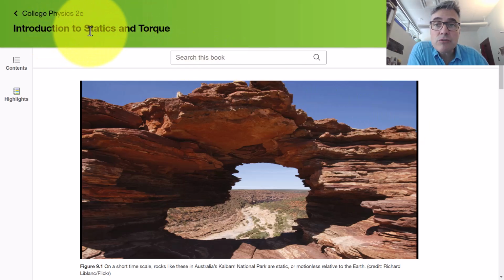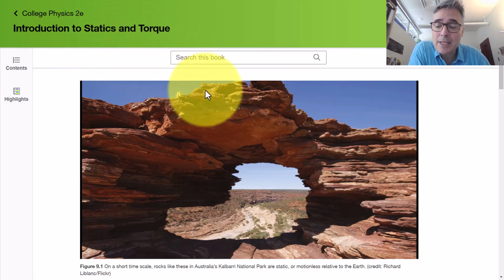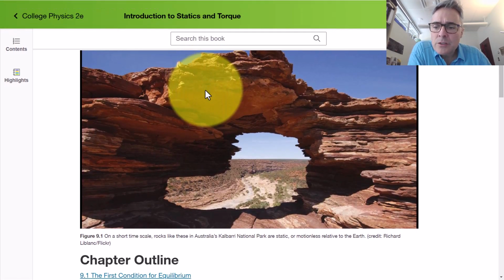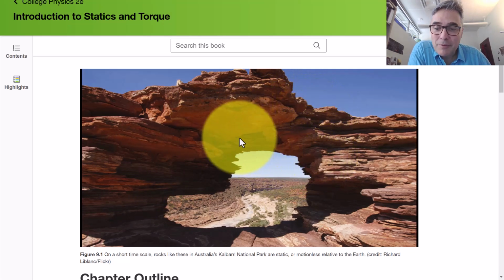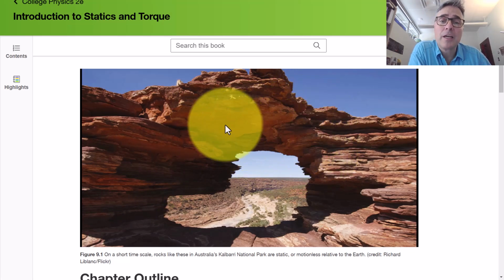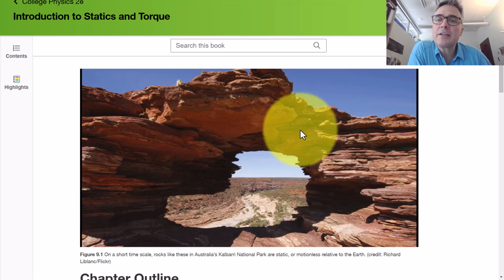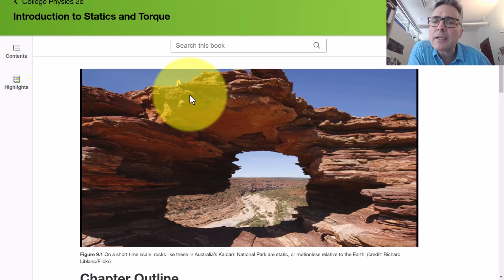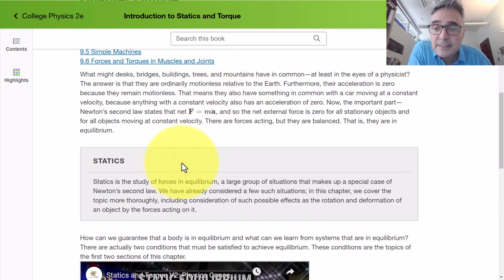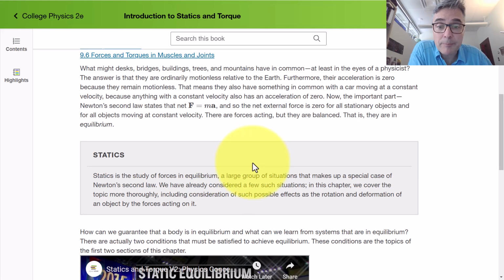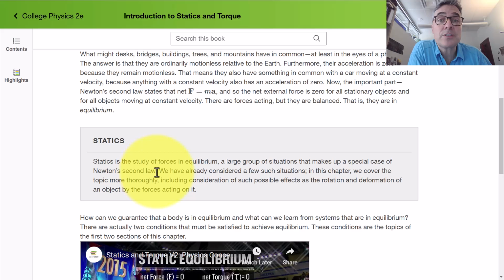Chapter 9, Introduction to Statics and Torque. The chapter opens with a big rock structure from Australia's Kalbarri National Park, in which all the forces acting on it are keeping it static. And I think I can see a blonde ponytail up there. Statics is the study of forces in equilibrium, which is a special case of Newton's second law in which the acceleration is zero.